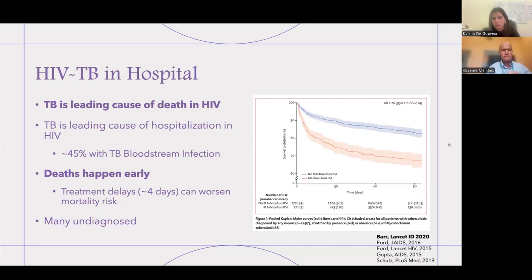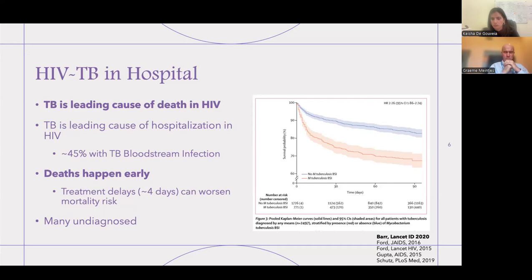Unfortunately, with these deaths, they happen early. And so we also know from this meta-analysis that if treatment delays happen just within a matter of days, there can be even further additional risk of mortality in this group. And so there's a big push for diagnostics that can specifically make a rapid diagnosis in these cases, and that would allow for rapid initiation of treatment.